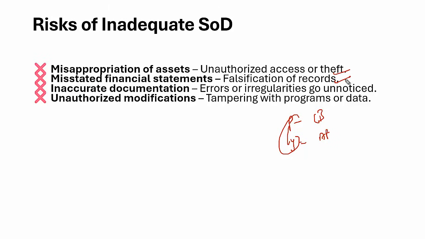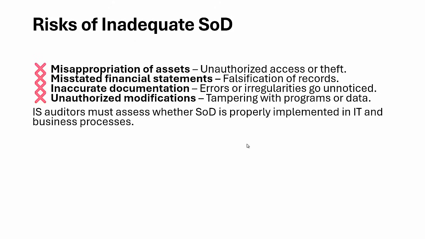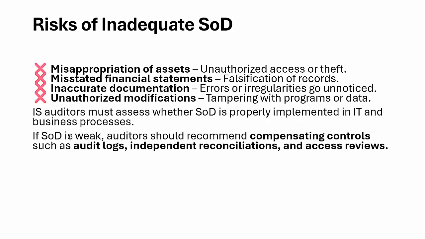Error or irregularity notice, tampering with the program data. So this is basically the risk of inadequate SoD. As an IS auditor, you must assess whether SoD is properly implemented, and you have to validate it with the help of logs. If SoD is weak, the audit should recommend a compensating control.